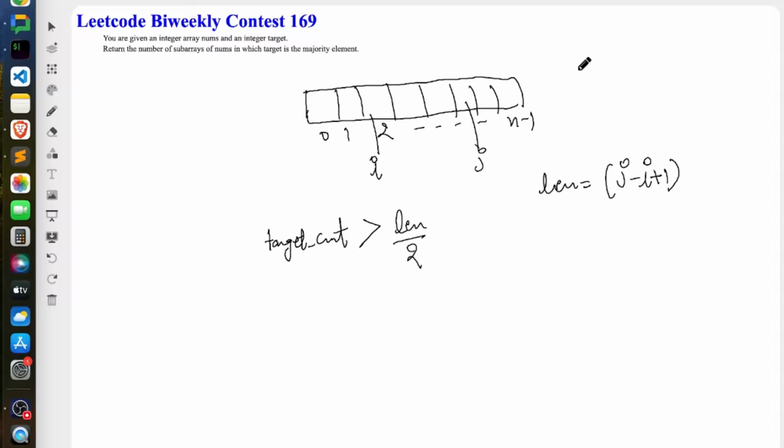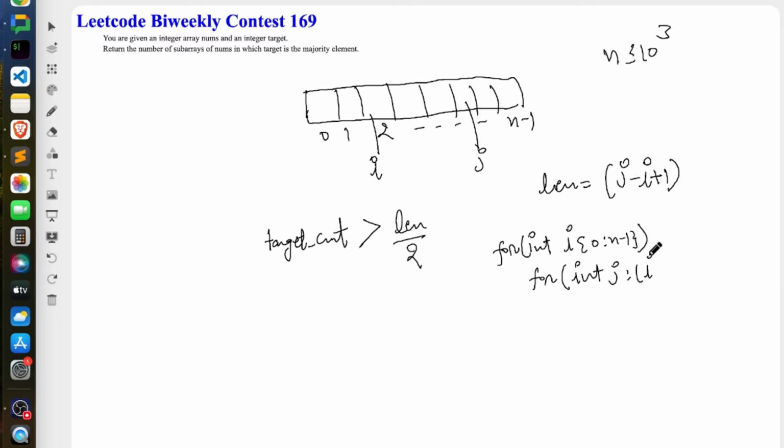So since your n is only up to 10 to the power 3, so 1000, we can easily apply an order of n square solution. What we can do, we can go through each possible subarray, right? So let's say I am having one index i, and that index is from 0 to n minus 1. And let's say I have another, the right index, like the left index is i and the right index is j, that is from i to n minus 1, right? So this is my i, this is my j, right?